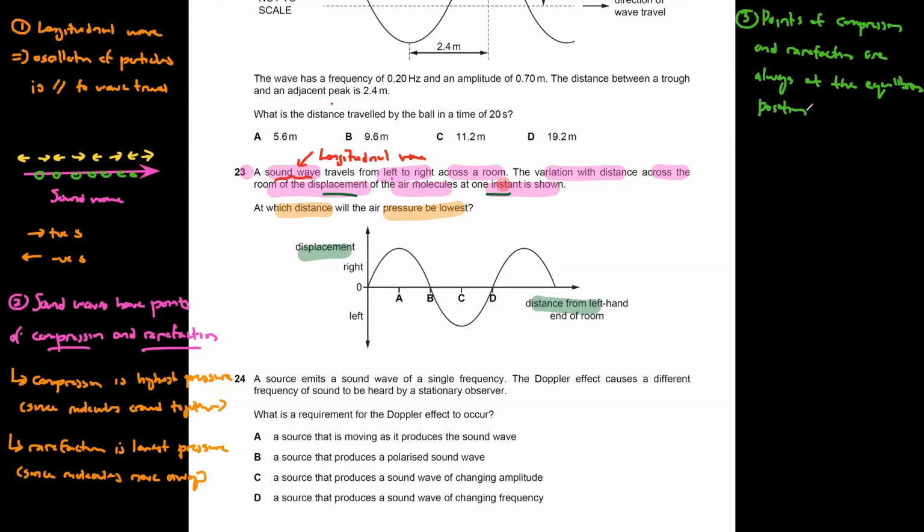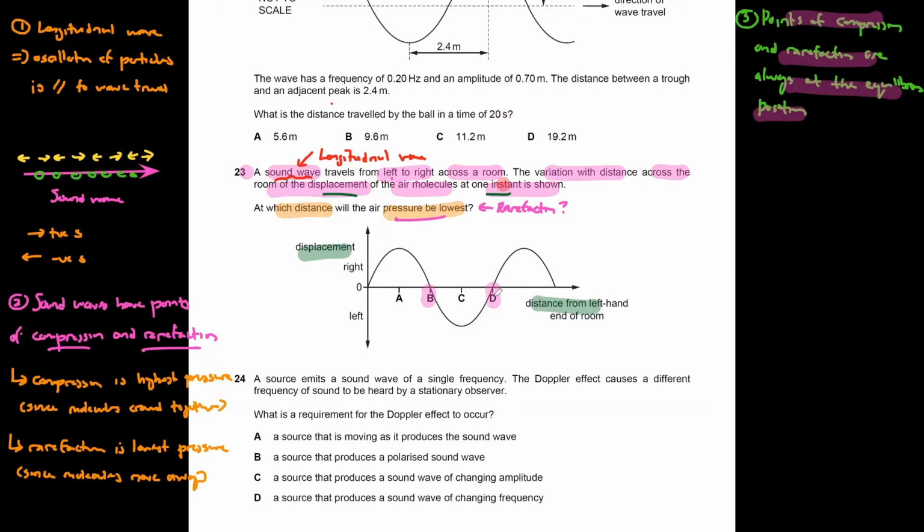Okay, so in your case, your question asks you to determine the distance at which air pressure will be lowest. You are actually trying to find out the position for your rarefaction. Where is the position of your rarefaction? Based on point number 3 that I wrote here, points of compression and rarefaction will always be at your equilibrium position. You have two choices: either B or D.